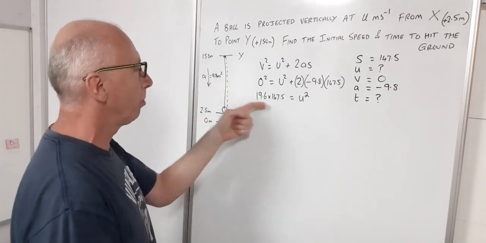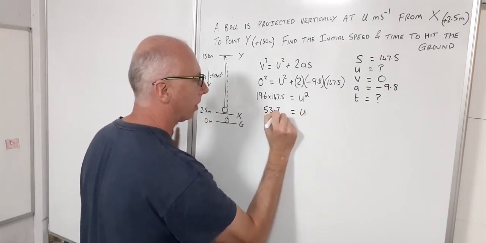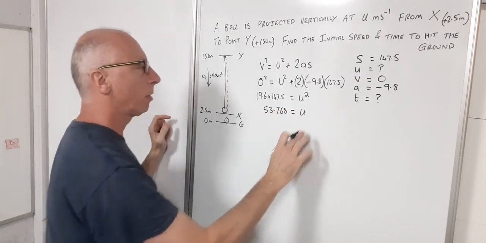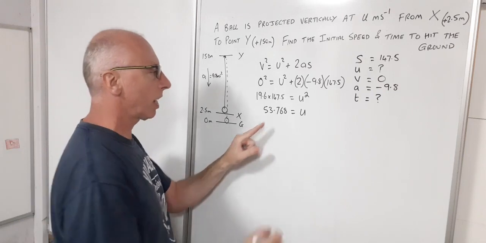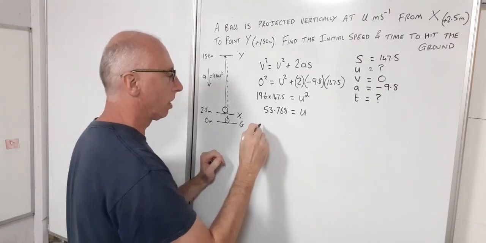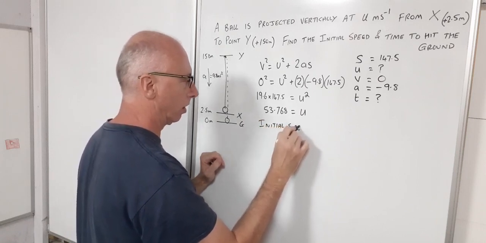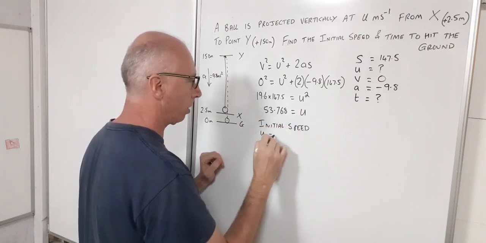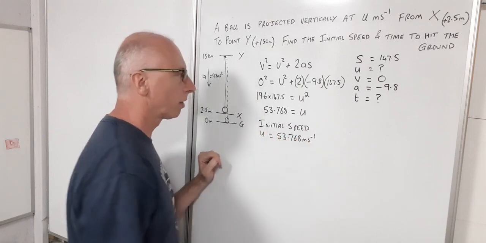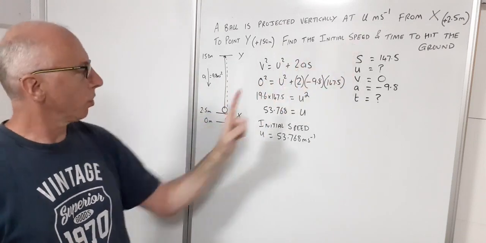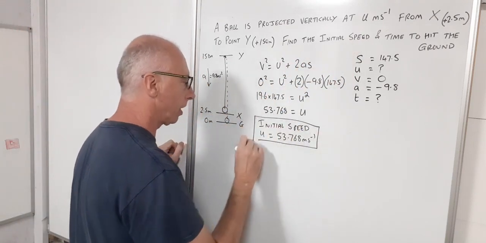I'm going to get 53.768. So that's going to be my u for my initial speed. So initial speed, u equals 53.768 meters per second. So that's our initial speed at this point here. That takes care of the first part of the answer.